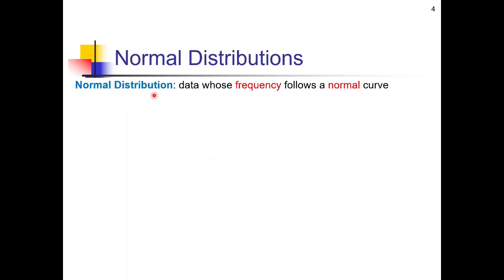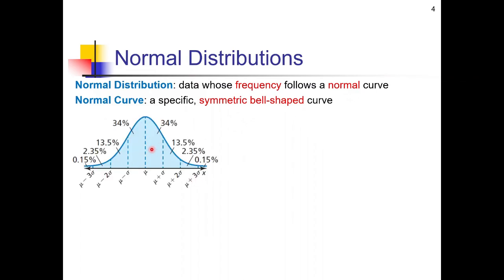Now that we have that little background on some statistical terms, let's talk about normal distributions. A probability distribution in general, and you saw this if you took the honors version of the course in the last chapter, is basically a graph of what all the frequencies look like if you put them all together. A normal distribution is data whose frequency follows what we call a normal curve. That doesn't sound like a very helpful definition, so let's get a little more specific on what a normal curve looks like. A normal curve is a specific symmetric bell-shaped curve, such as the one in this picture below.